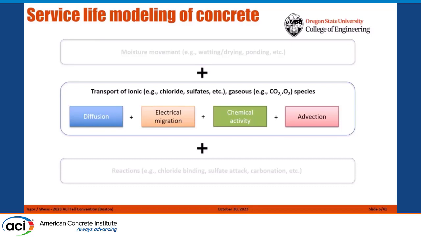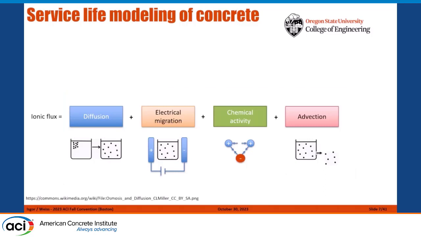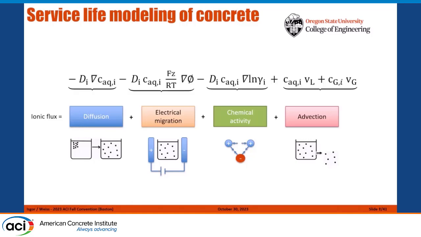So I'm going to focus briefly on these ionic mechanisms. Let's say you're interested in modeling ionic movements in concrete made with really interesting materials. You have to think about various transport mechanisms like diffusion, electrical migration, chemical activity, and advection. And again, this presentation is not intended to be highly mathematical, but I just want to show you that mathematically speaking, we can represent all of these mechanisms really well. There is good fundamental theory behind all of these mechanisms. Again, don't worry about the variables there.